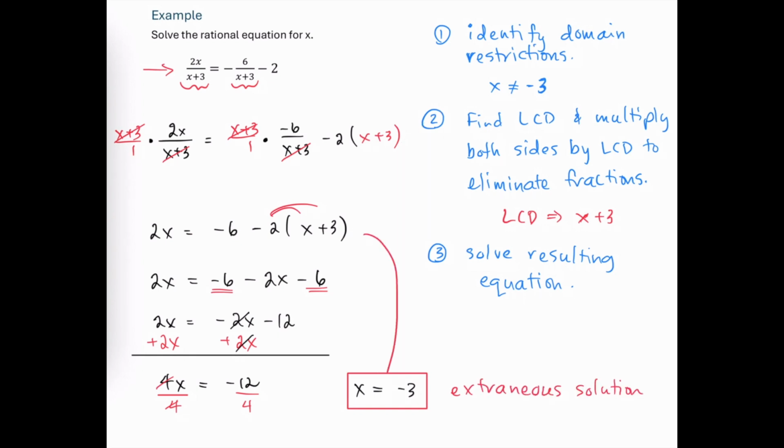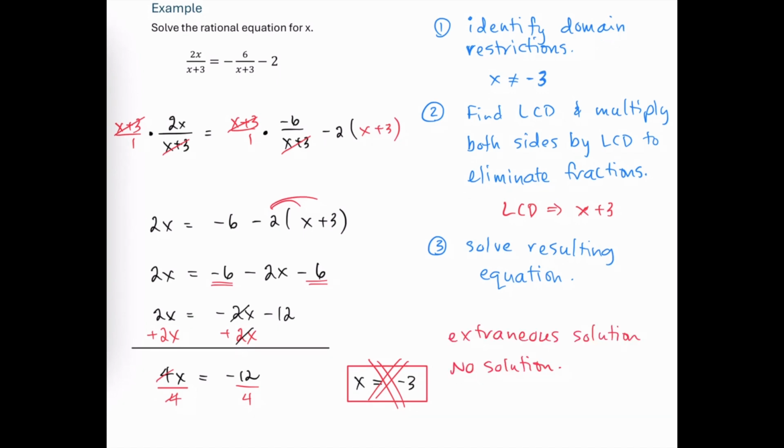If we were to plug -3 back into this linear step, it would actually work. So an extraneous solution is a solution to a simplified version of the original equation, but not a solution to the original equation itself. And that means that -3 doesn't actually work, and there's no solution to this equation. When an equation has no solution, it's actually said to be inconsistent. An equation with a solution is consistent, an equation with no solution is inconsistent.